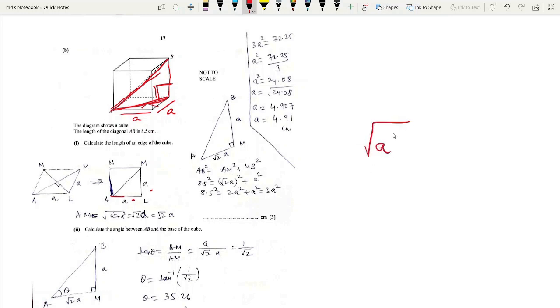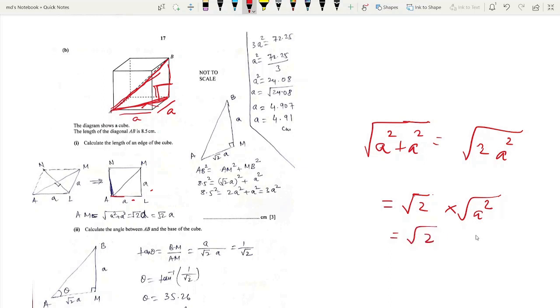How will you understand root A square plus A square, which is root 2A square. So you will write root 2 times root A square. Root 2 will be root 2 and root A square will be A. So guys, that's how we got root 2A. This diagonal, I mean this diagonal we got. Okay, root 2A. So here you can check this diagonal root 2A, and this is A, of course it will be A, because this is side of the cube, and now this is diagonal of the cube.